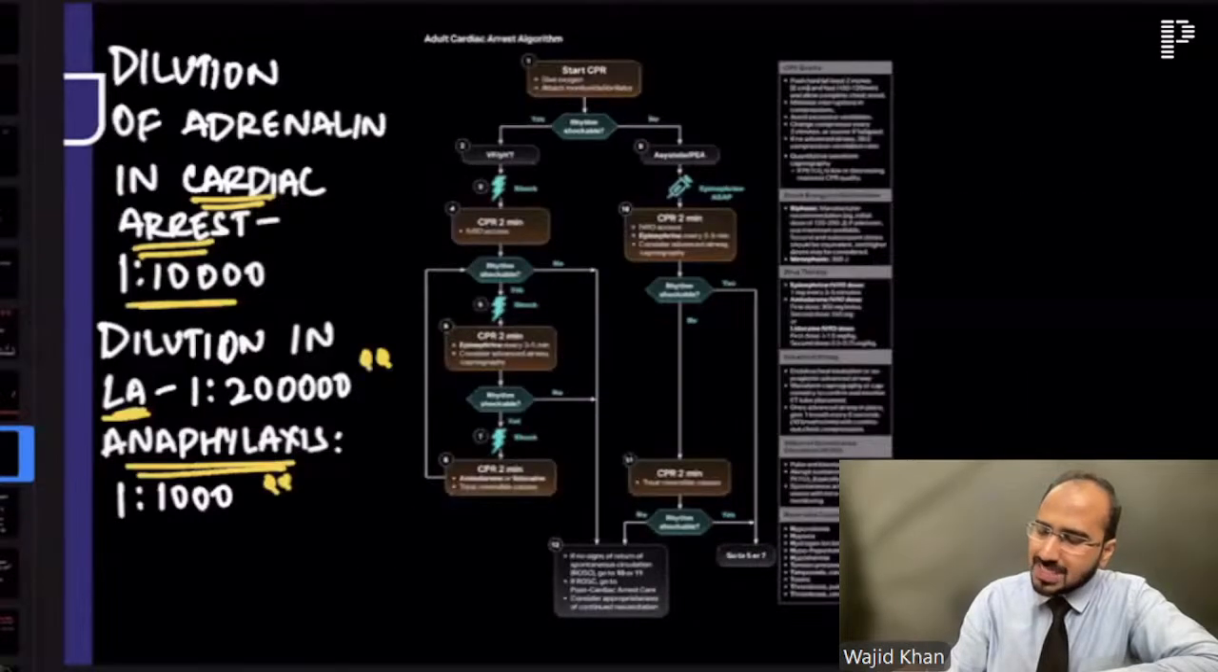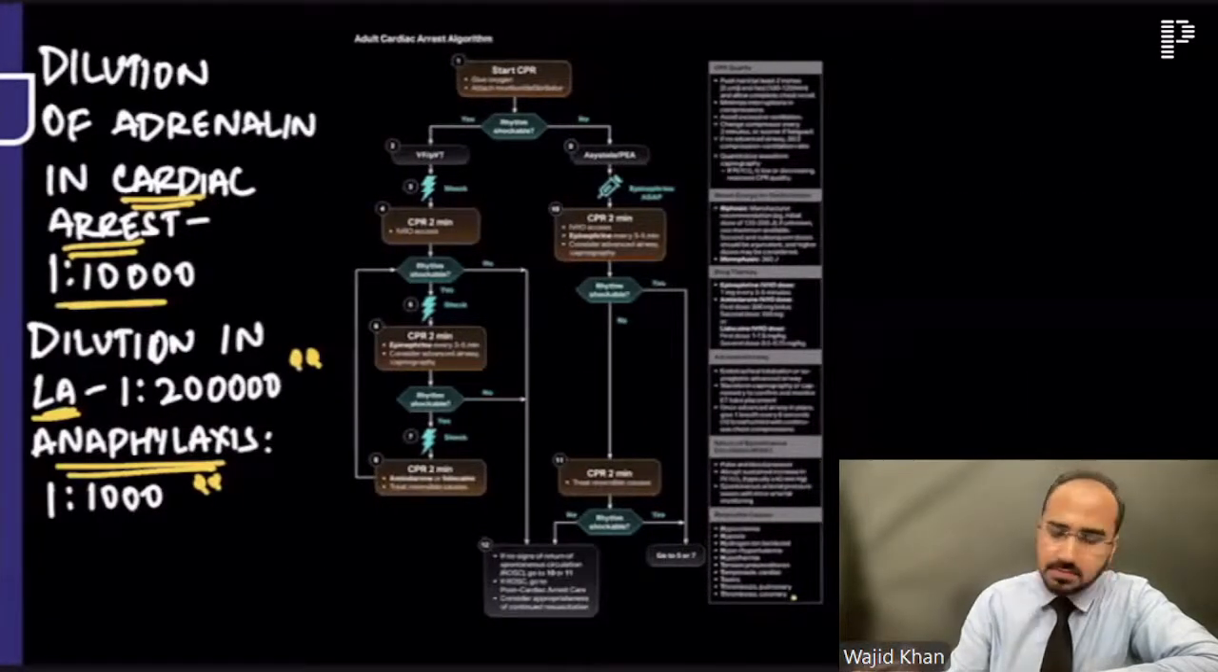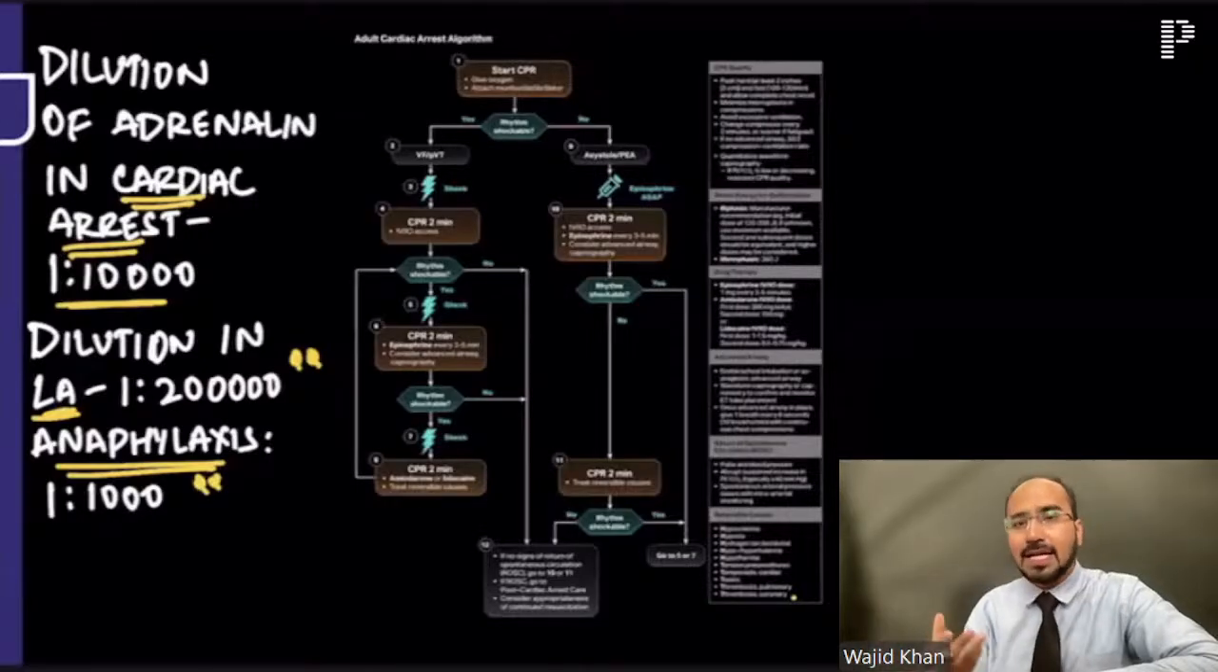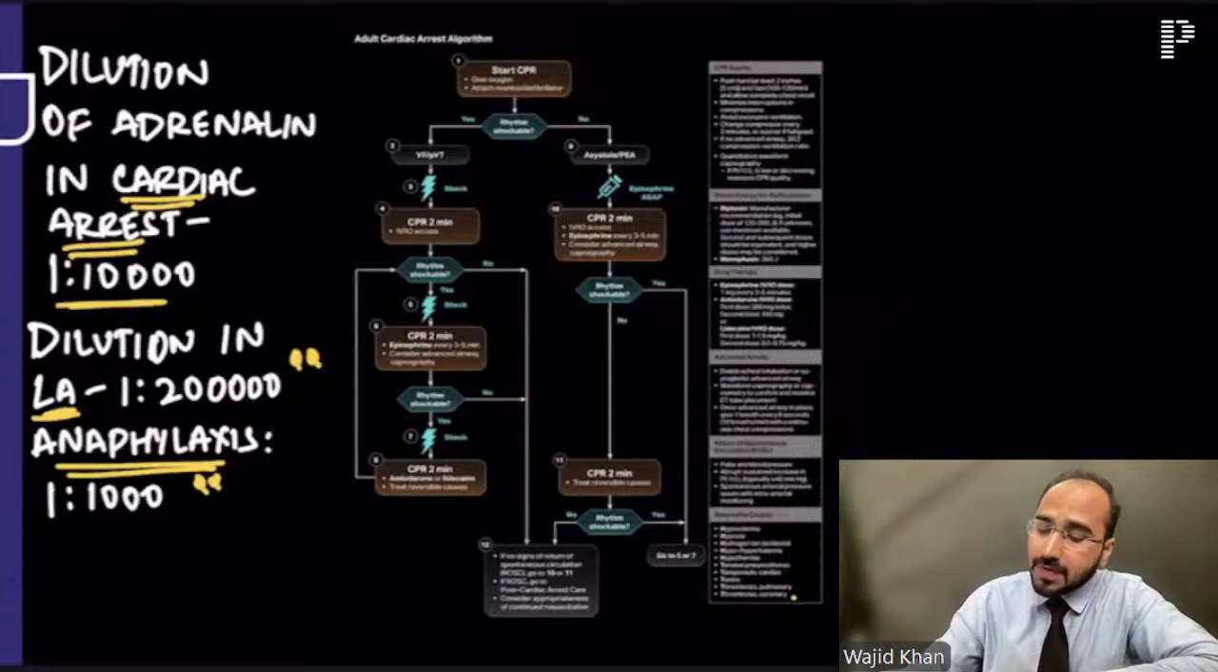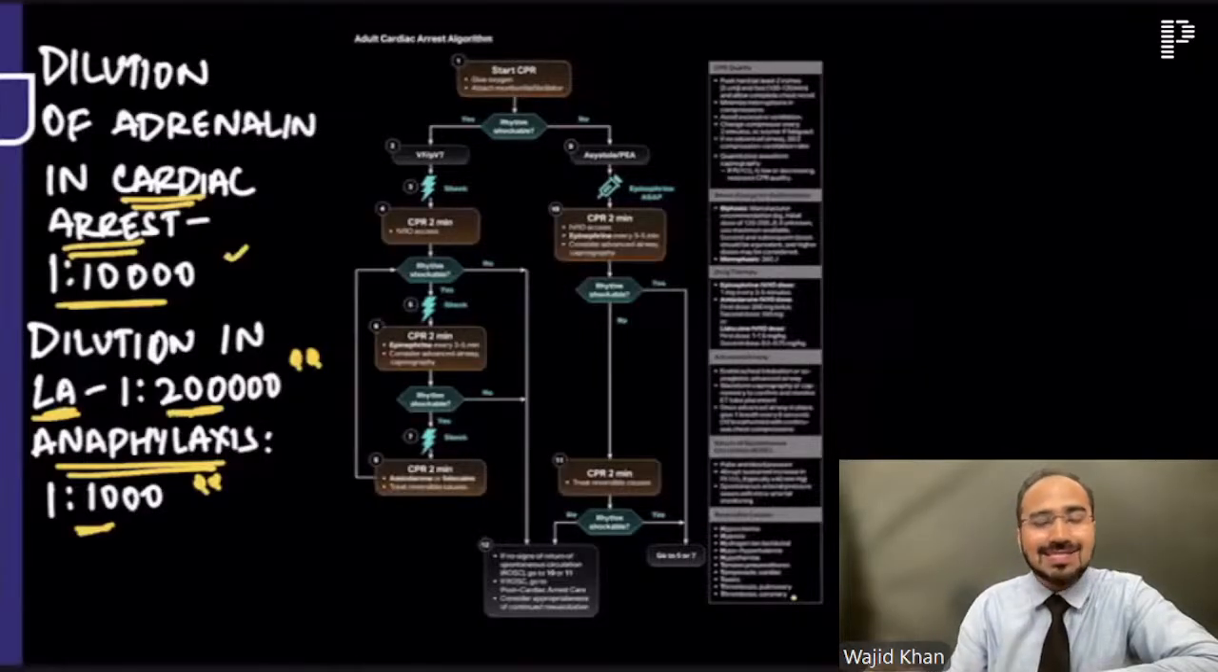So this is basically the ACLS algorithm. There is adrenaline. Remember, the drug of choice in ACLS for cardiac arrest is adrenaline. And there is a concentration of adrenaline that is used in cardiac arrest. There have been questions on it. The concentration of adrenaline in cardiac arrest is 1:10,000, whereas in local anesthetic the concentration is 1:2 lakh, whereas in anaphylaxis it is 1:1,000 concentration.